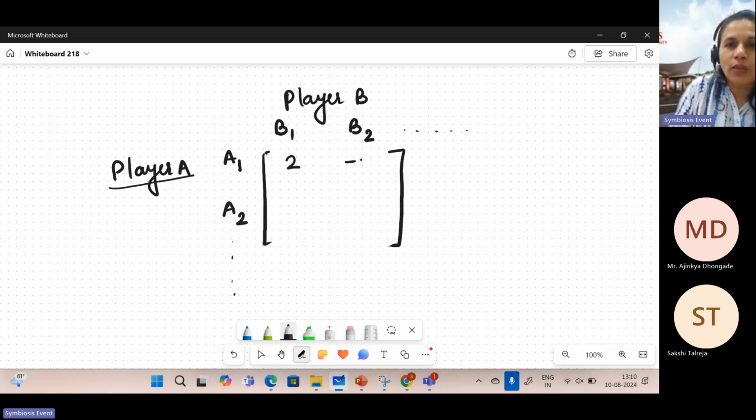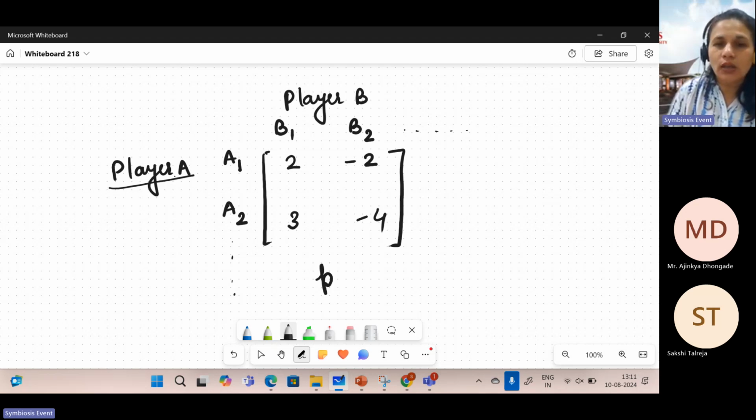If suppose I'm writing minus 2 here, what does it mean? When player A took his A1 strategy, player B, against that, played his second strategy. And because of that, player A is going to lose rupees 2, or the amount 2, or the quantity 2. Right? So if the figures are written in this manner, these values are nothing but creating a payoff matrix. Did you understand this much?